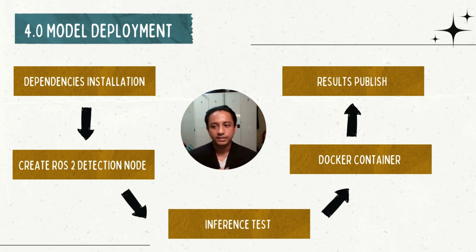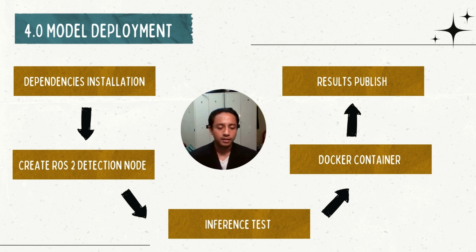The next one is the inference test. During the callback, the incoming image was converted from ROS message format to OpenCV format through the CV bridge. The image is then input into the YOLOv8 model, which was loaded through PyTorch, and the prediction results, which contain the bounding boxes, the confidence scores, and also the class labels, were returned. These results are then drawn onto the original image through OpenCV drawing functions for a visual output.